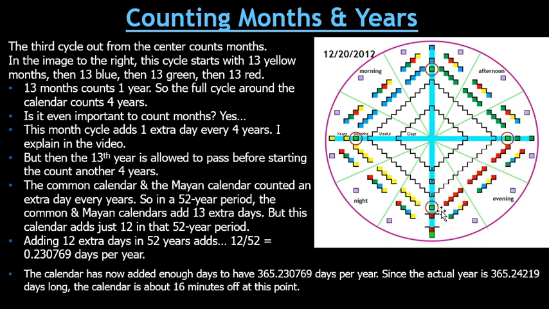Now the calendar that the Mayans had and the calendar that we use nowadays adds a day after every 4 years, and doesn't let this 13th year pass. It's just every 4 years you add another leap day, as they call it. So you add February 29th every 4 years. But this calendar is special and different in that you let a 13th year pass.